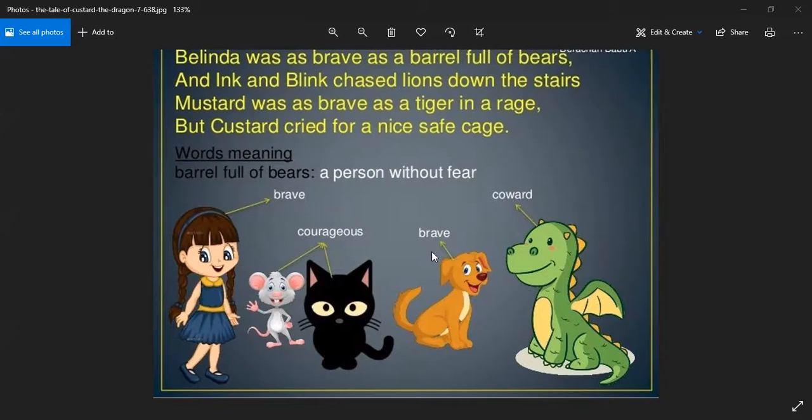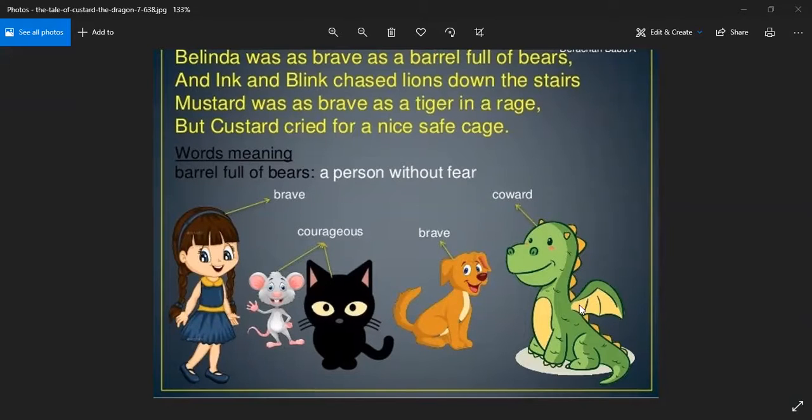And he also thinks that he's brave. But they consider this creature a coward. Why do they consider him that? See, he's hale and hearty, but even then they consider him very much a coward. They keep on insulting this creature also, and he's not able to do anything, because he cries for a nice, safe cage.